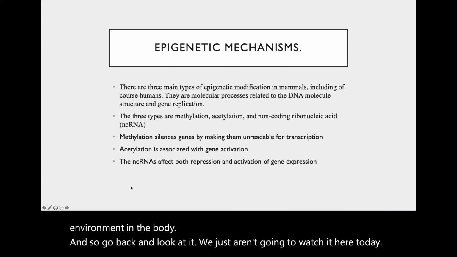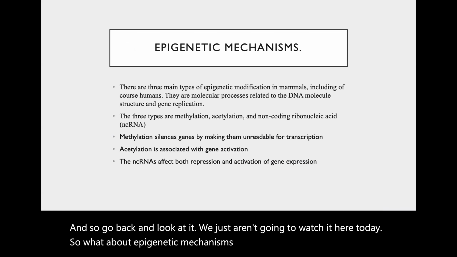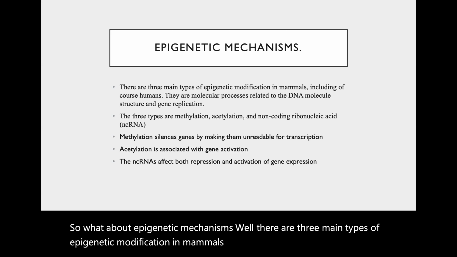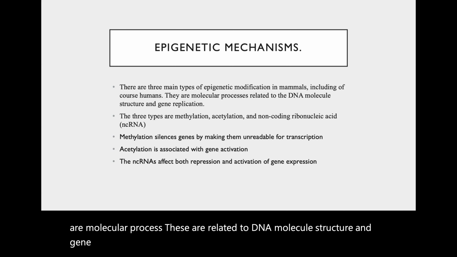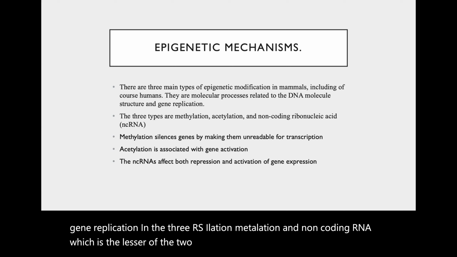So what about epigenetic mechanisms? Well, there are three main types of epigenetic modification in mammals, including, of course, humans, and they are molecular processes related to DNA molecule structure and gene replication. And the three are acetylation, methylation, and non-coding RNA, which is the lesser of the two. Methylation and acetylation are the most important.